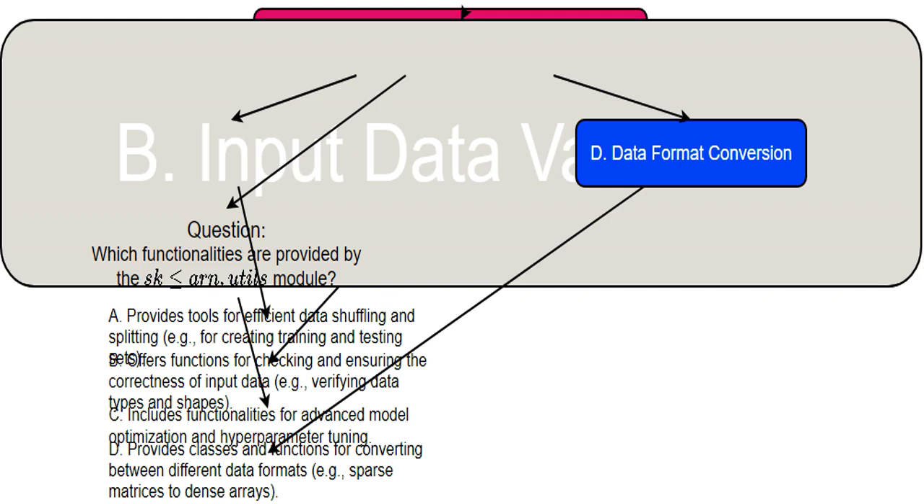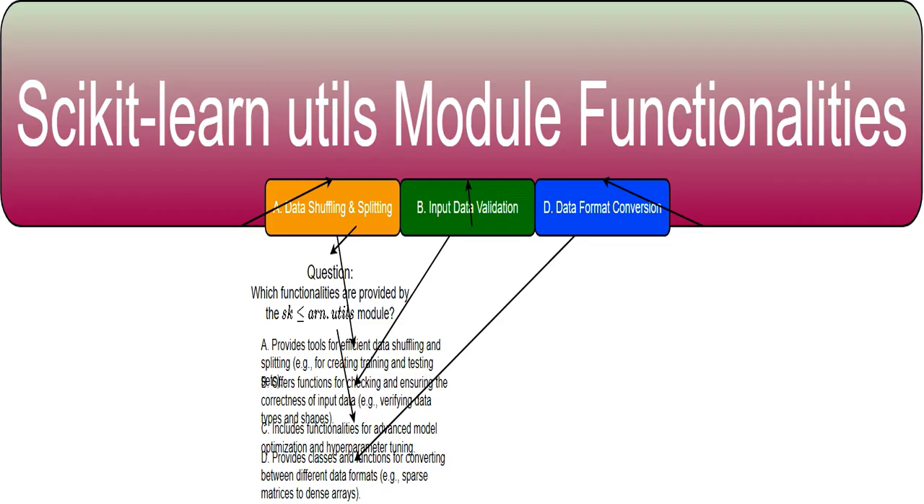This is the core question of our quiz, VOMC. It's asking us to identify the specific tasks that the Sklearn utils module in the scikit-learn library can perform. Think of Sklearn utils as a toolbox of handy functions that help prepare your data before you start the actual machine learning work.